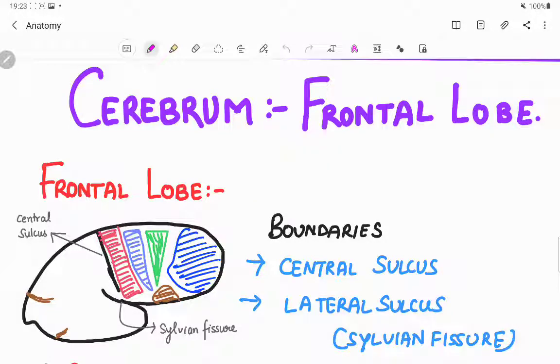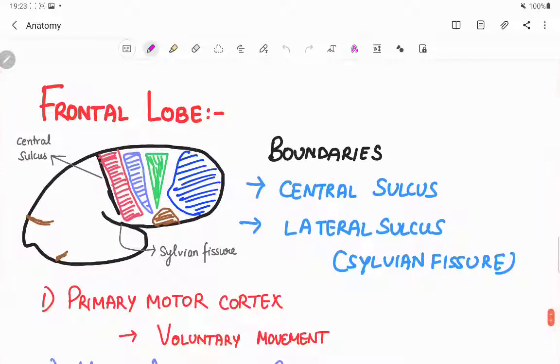Talk about the frontal lobe of the cerebrum. In this part, we'll see only about the frontal lobe. So this is the frontal lobe, as you can see, and it has 5 important areas. We have to study each of them in detail. That's the only thing we have to do about the frontal lobe.